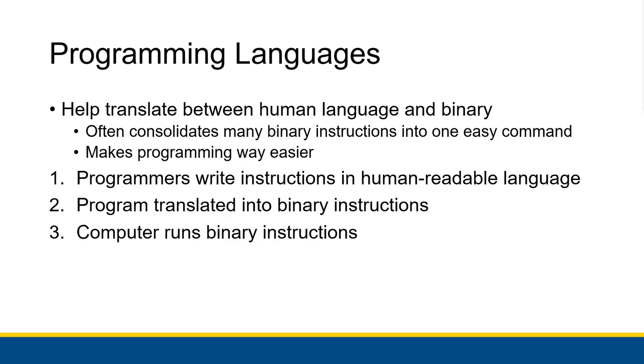The way programming languages work is programmers write instructions in a human-readable programming language. And you might have heard of some programming languages by name. You might have heard of C or C++, Java, JavaScript, Node.js, Python. If any of those names sound familiar, all of those would be programming languages. But yeah, you write instructions in a human readable language, and then the program is translated into binary instructions.